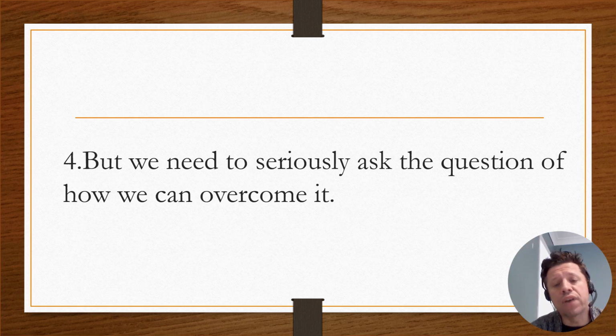So can overcome it, and there are other examples in the previous sentences. There are 3 words becoming one sound. So can overcome it, can overcome it. Can over, and overcome it. Okay, listen really carefully. I'll say it one more time. But we need to seriously ask the question of how we can overcome it.